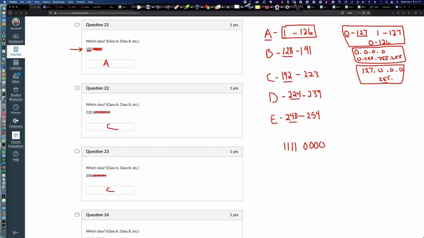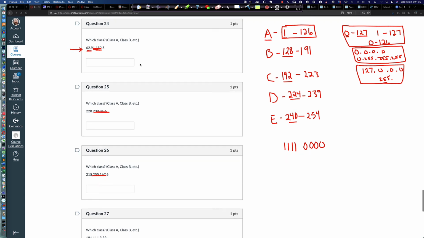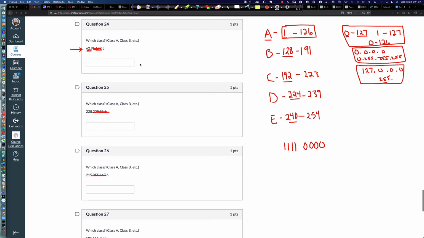And then I'm going to actually just go ahead and let's get rid of those last 3. And let's just scroll down and we can kind of work through these. So 24, 25, 26, and 27. And I'll leave it kind of like there so that you can see the last 3 octets are scratched out. So 62, that's going to be Class A. And then, what is it? 228, that's going to be Class D. 215 is going to be Class C, and I can't make out what's down there.